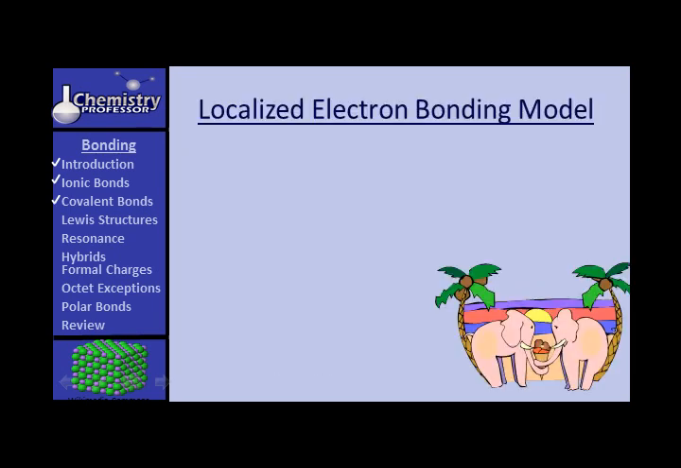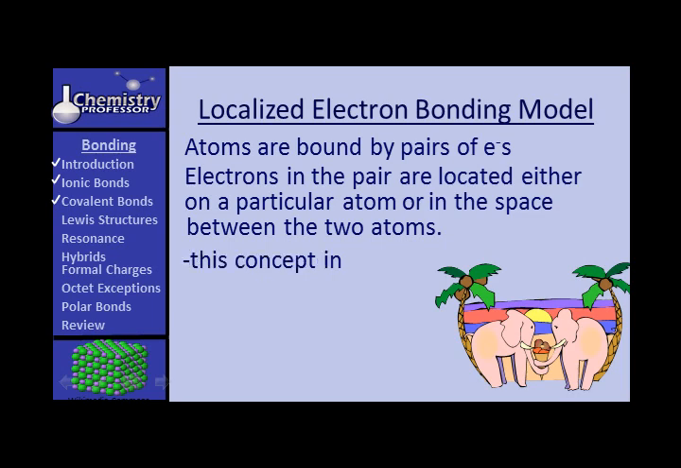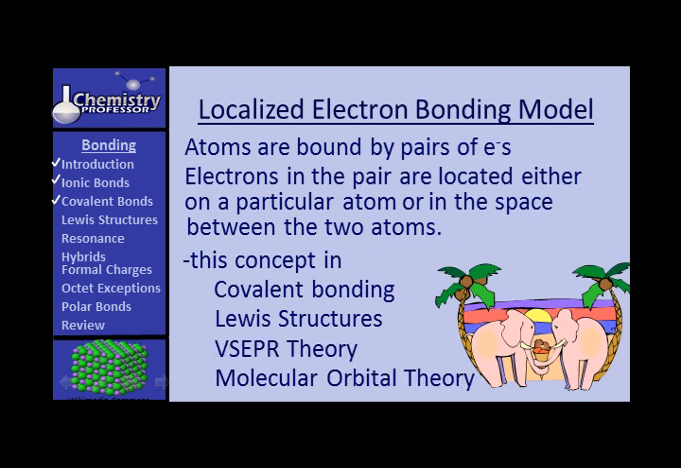Now when we talk about this, the premise is that atoms are bound by sharing pairs of electrons. And we also feel that electrons in the pair are located either with a particular atom or in the space between two atoms. Now folks, this is our model. And this is a relatively simplistic model, but it's going to work for us for what we want to do right now. And we're going to use this concept as we talk about covalent bonding, Lewis structures, the VSEPR theory, and molecular orbital theory. All right, let's go.